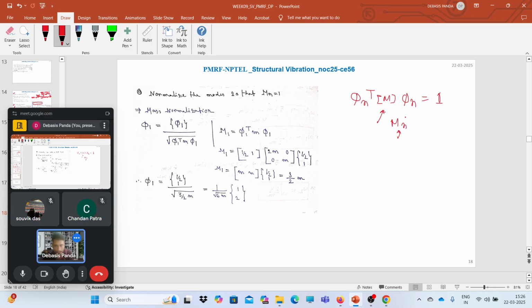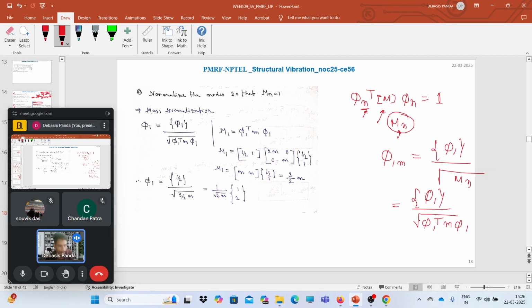So what do we need to do? We have the mode shapes. We need to normalize them. Phi 1 normalized with mass is nothing but the vector phi 1 divided by the square root of Mn. That means phi 1 divided by the square root of phi 1 transpose M phi 1, because we are doing it corresponding to the first mode. Now do the exercise and simplify it.